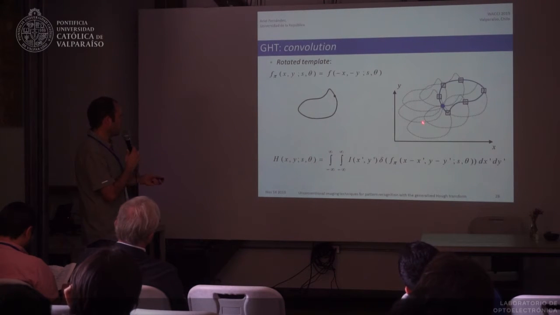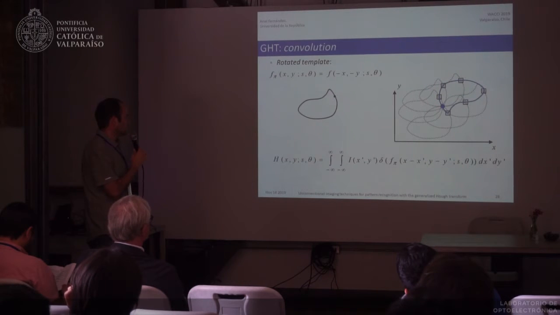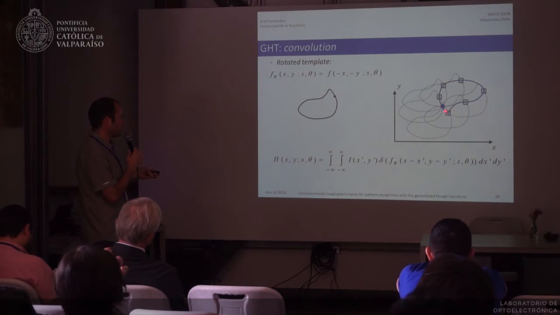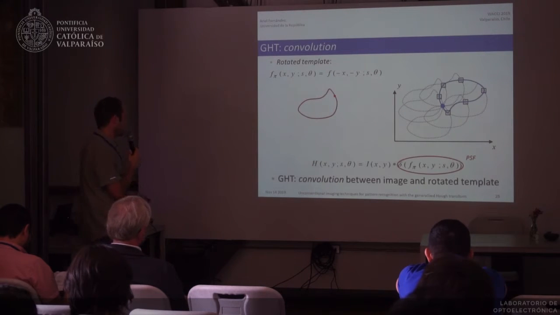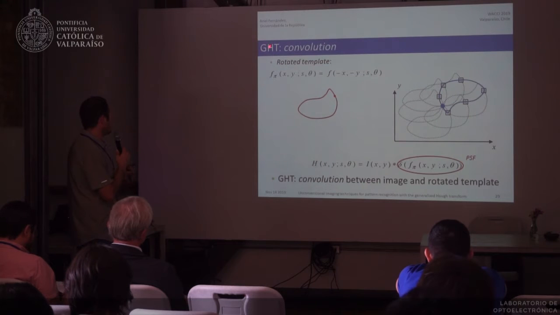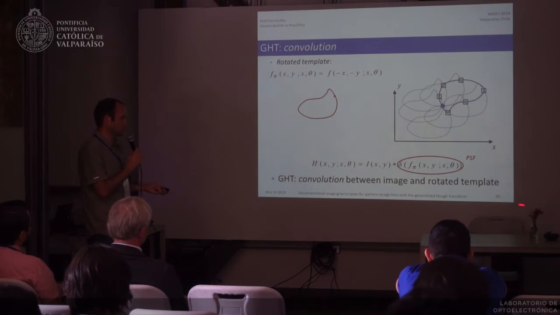Nicely done, we know that at the intersection, or the sum of these rotated templates, we know that the point of maximum accumulation, if we put now the template with its original orientation, we have a nice fit to our image. And we have identified what is known as, I was telling before, the point spread function. So our generalized transform is indeed a convolution between an image and a rotated template.